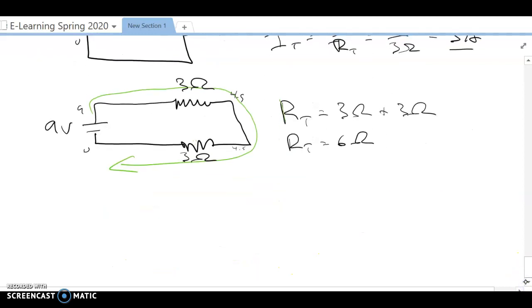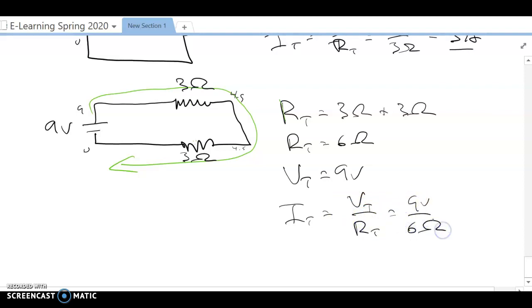Now, what effect's that going to have on your circuit? Well, remember the total voltage is still 9 volts. That's what you have there. So the total current then is still going to be the total voltage over the total resistance. Now it's 9 volts over 6 ohms, because remember, it's got to get squeezed through 2 of those guys. So now your whole current is cut in half.